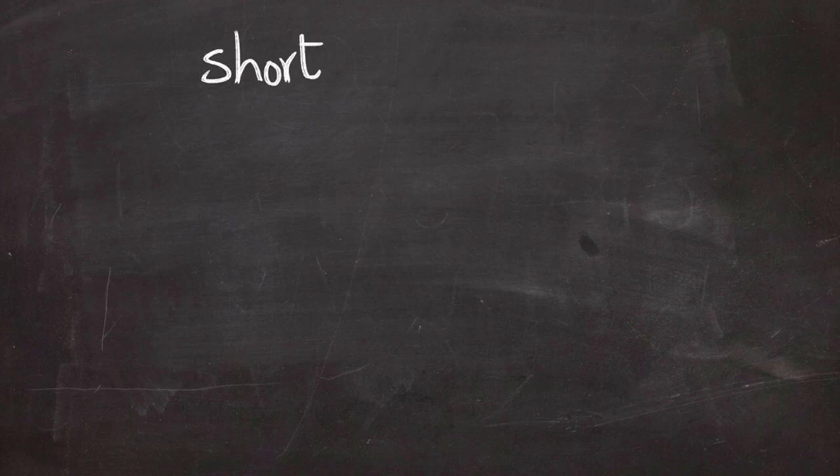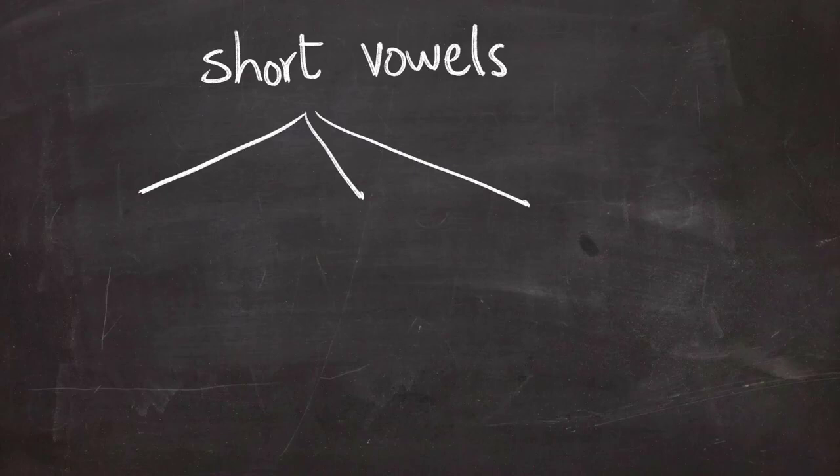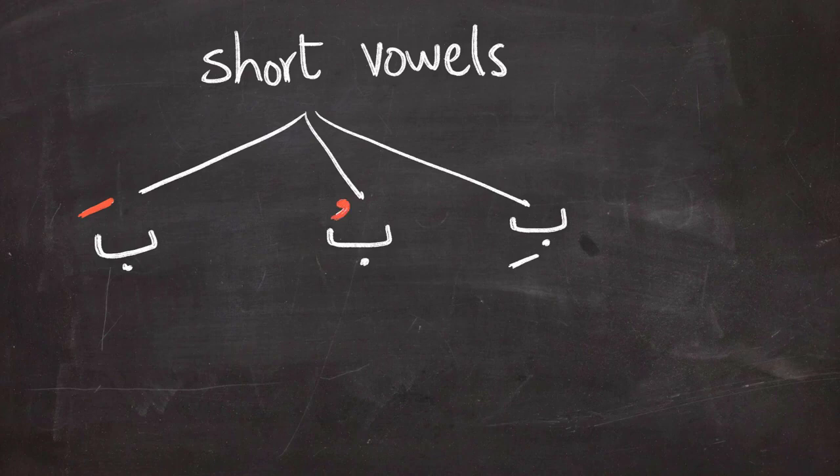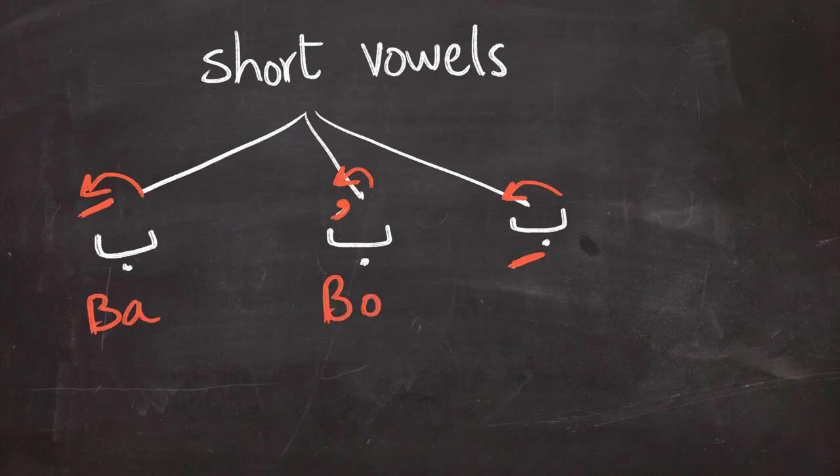Hello everyone. In lesson 2, we're going to continue talking about short vowels. What we talked about last time was that short vowels are three: Fatha, Dhamma, Kasra. Ba, Bu, Bi. We also talked about the fact that short vowels have to be pronounced after pronouncing the letter. So we say Ba, Bu, Bi, after pronouncing the letter.